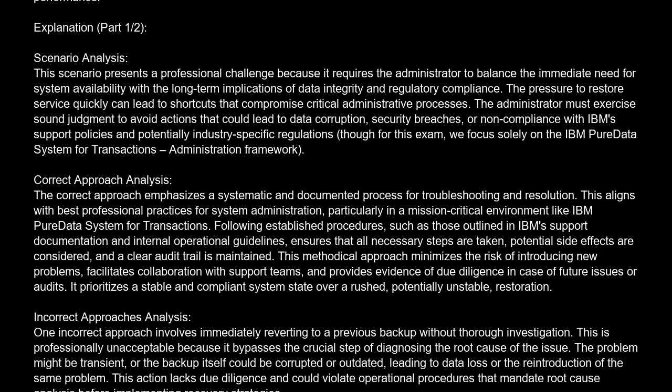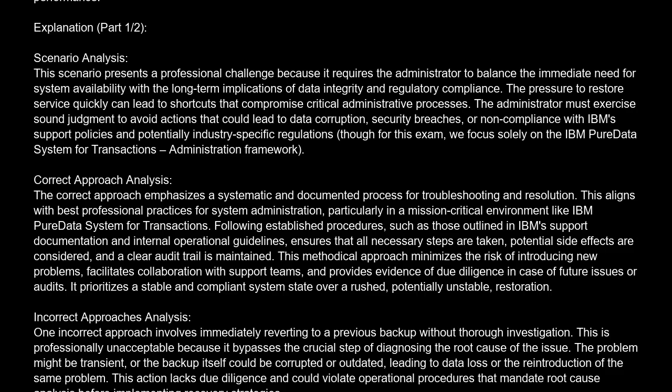Incorrect approaches analysis. One incorrect approach involves immediately reverting to a previous backup without thorough investigation. This is professionally unacceptable because it bypasses the crucial step of diagnosing the root cause of the issue. The problem might be transient, or the backup itself could be corrupted or outdated, leading to data loss or the reintroduction of the same problem. This action lacks due diligence and could violate operational procedures that mandate root cause analysis before implementing recovery strategies.